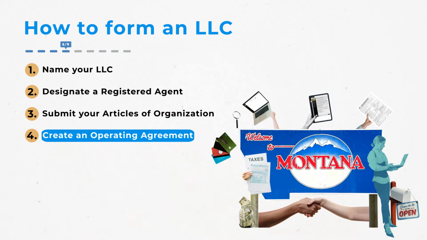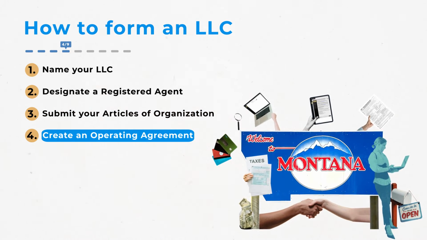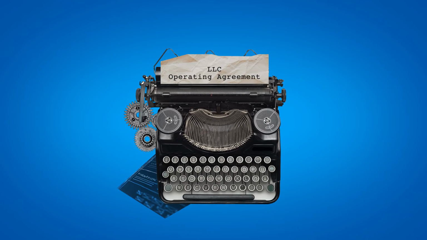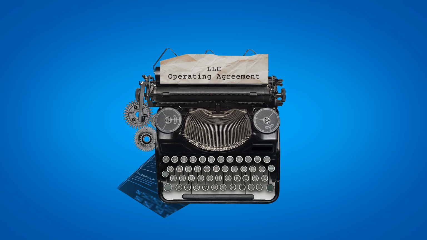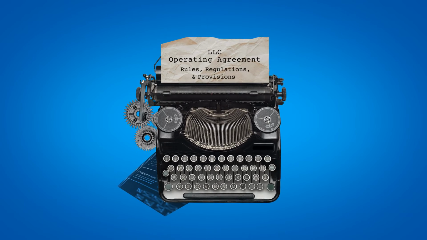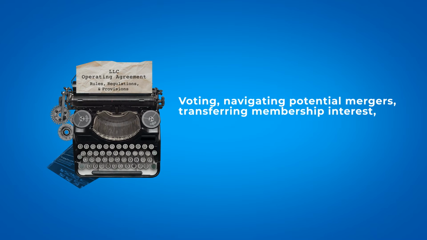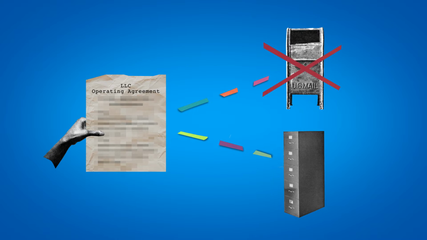What's next? Step 4, creating an operating agreement for your LLC. Your LLC's operating agreement provides all of the details for how your LLC will function and contains the rules, regulations, and provisions for voting, navigating potential mergers, transferring membership interest, handling internal disputes, and much more. You won't file your operating agreement with the state.